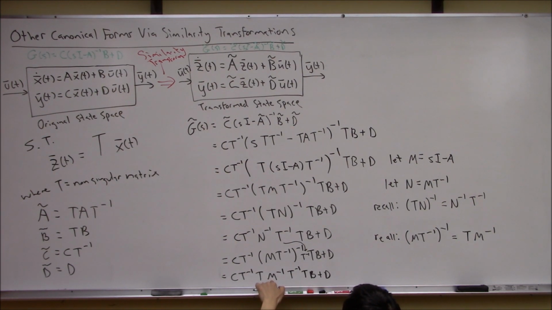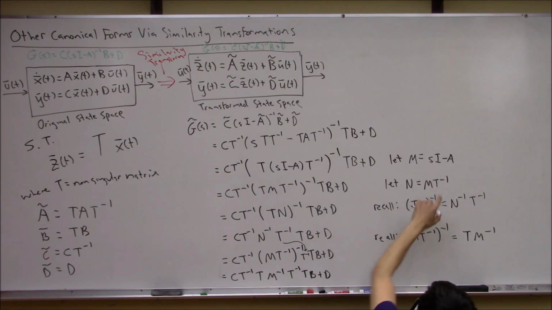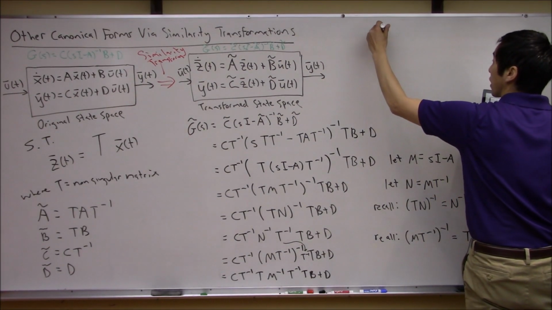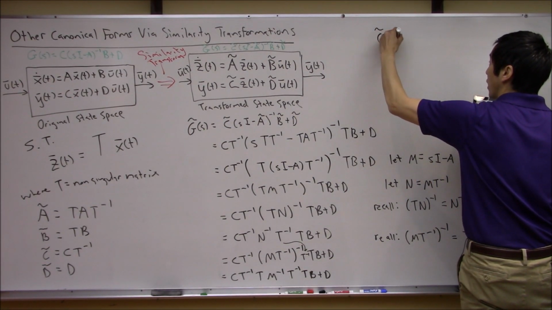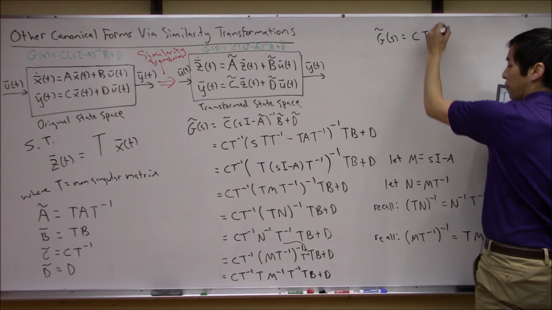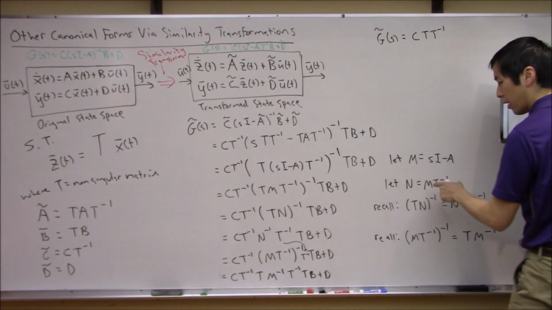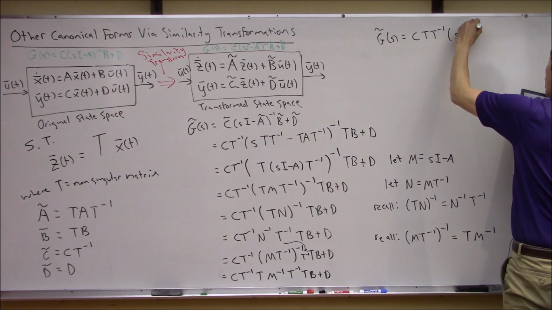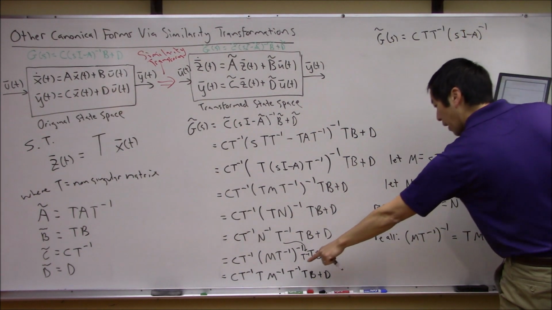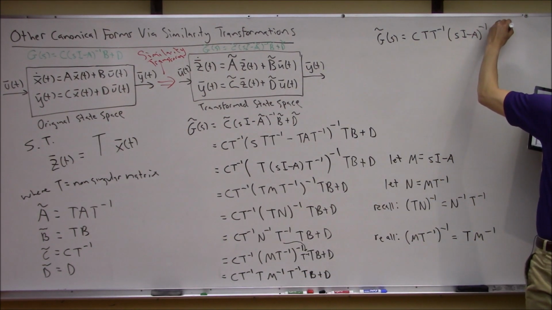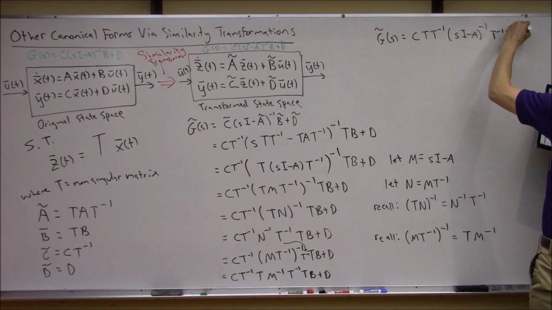Now, finally, let's substitute in what our M was. M was just that, right? SI minus A. Okay, so coming back up here, we have this whole thing again, which is now G tilde. This is what we're trying to calculate, right? So this is C T, T inverse, now M inverse. So here we go. M was SI minus A. Now I have to invert this thing. And then here's the T inverse that I forgot, right? So this is T inverse T B plus D.